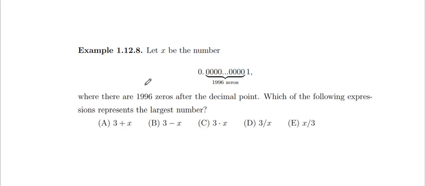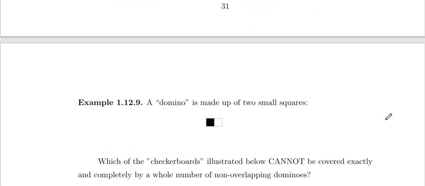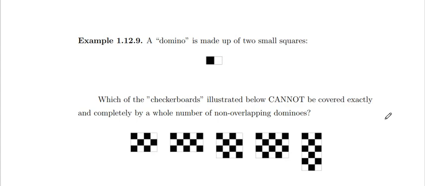So let X be the number 0.000 with so many zeros in it, and then 1. Okay, which of the following represents the largest possible number? So we say this X is almost 0. So when we divide by it, the number becomes very big. Okay, this is also easy.